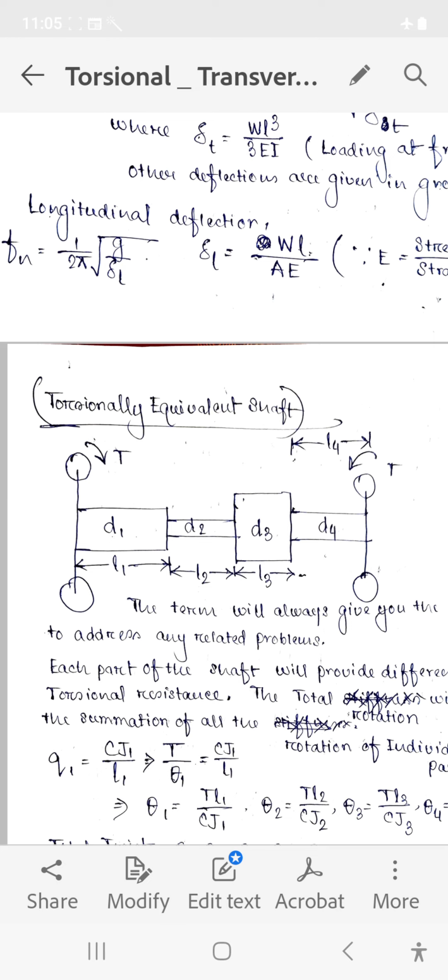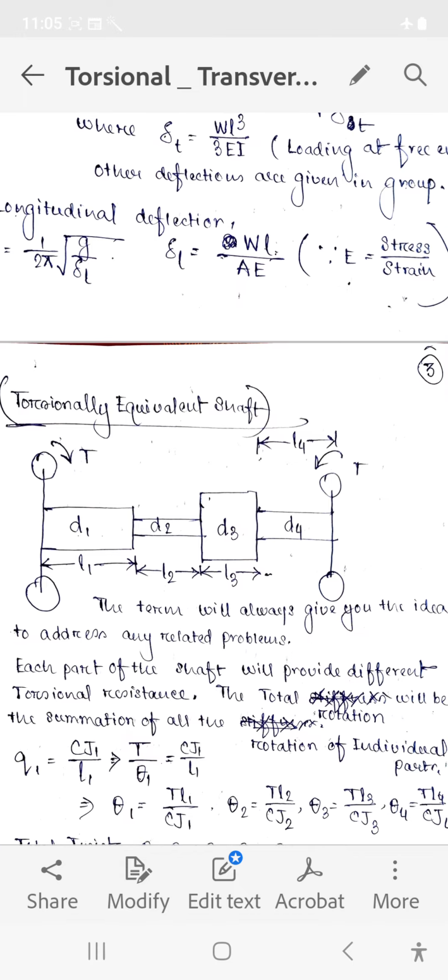I have written at the first line, terms will always give you the idea to address any related problems. So here you only have to remember that the twist of each part, if I apply a torque here, will rotate at different angles. Their stiffness will be different, so they will rotate at different angles, but the total angle of twist will be the same for the torsional equivalence. So obviously I understood one thing, that the theta is an important parameter here.